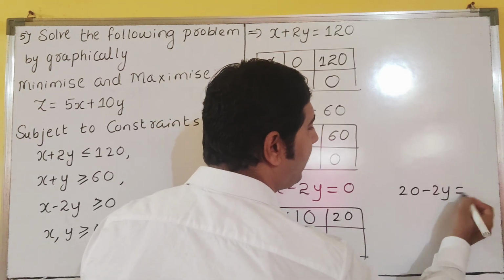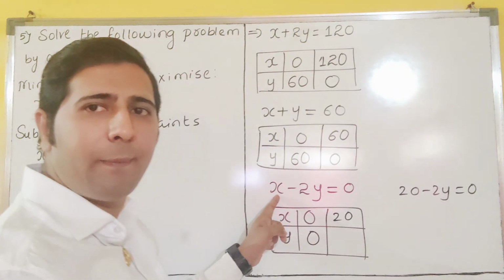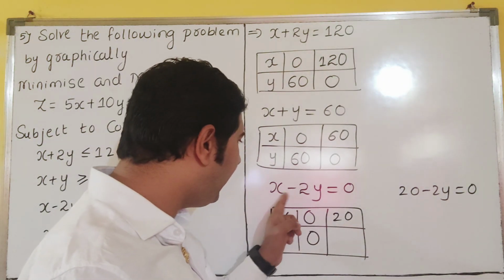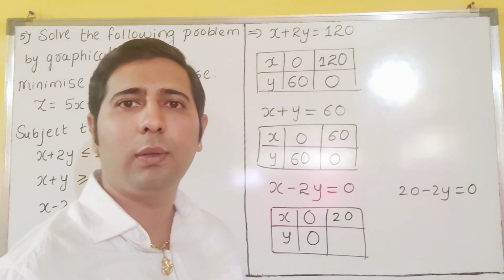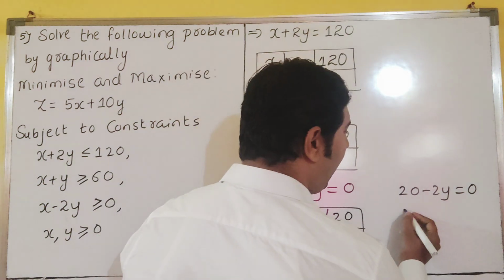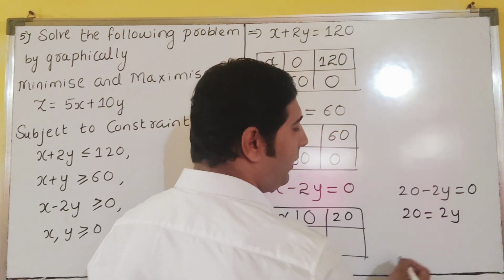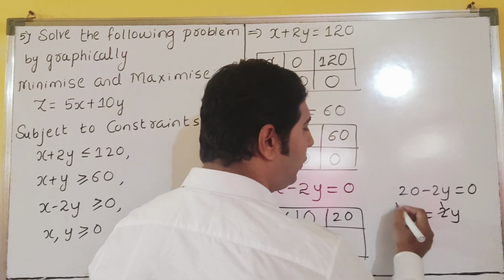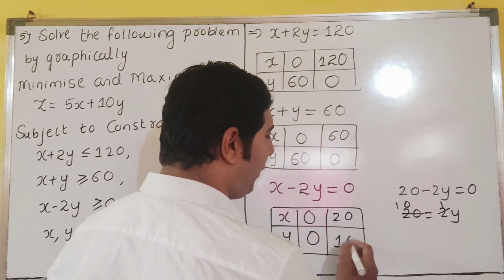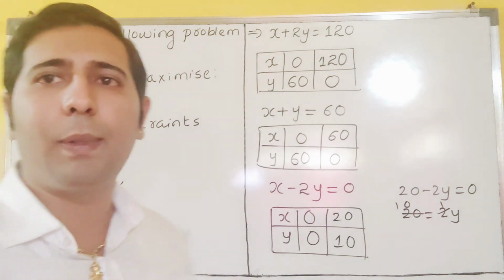20 minus 2y is equal to 0. Now minus 2y you take this side, that will become plus 2y, and 2 1 ja 2, 10 ja. Dear students, y value will become how much? 10. I hope it is clear.